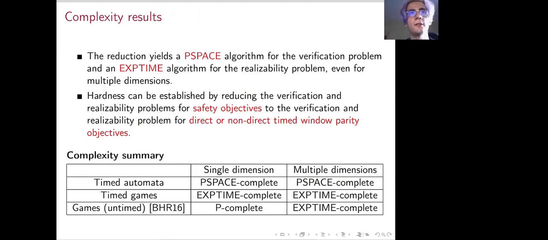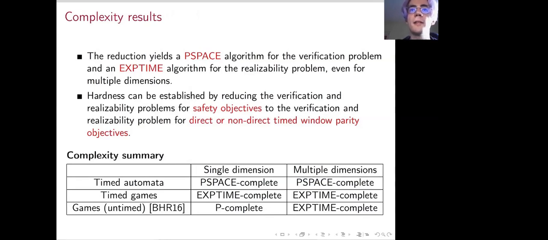To establish hardness, we can reduce verification and realizability problems for safety objectives to verification and realizability problems for direct or non-direct time window parity objectives, simply by expanding automata so that once the safety objective is violated, windows can no longer close, and otherwise windows always close immediately prior to the safety objective being violated.